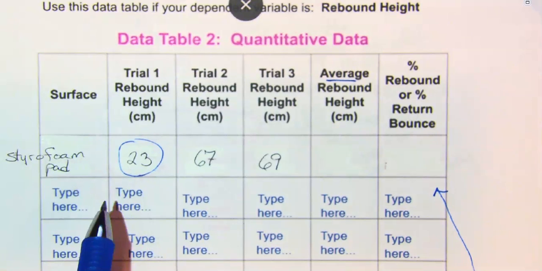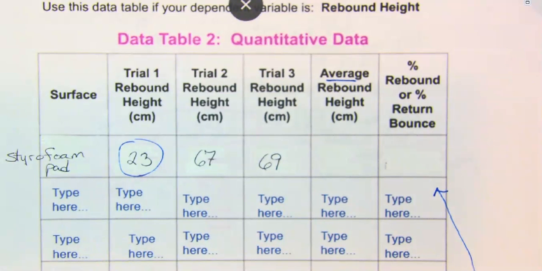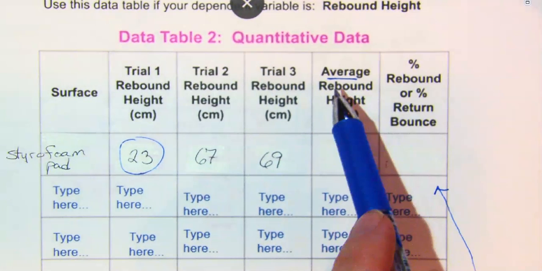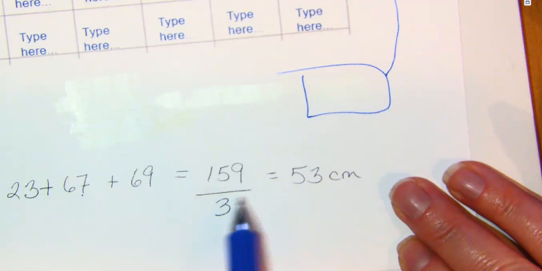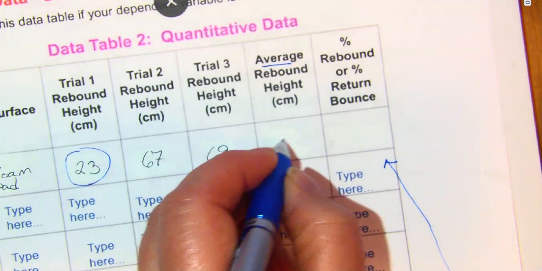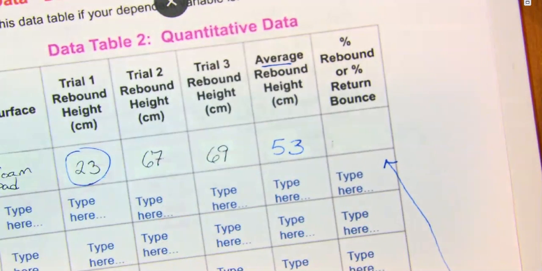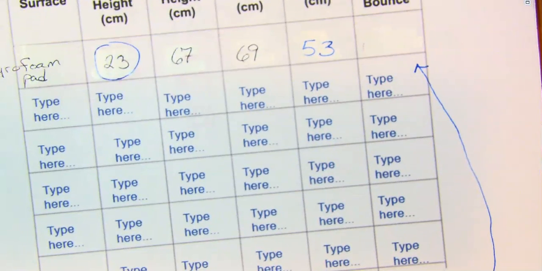Okay? But regardless, when you're done your 3 trials, you would add up the rebound heights for each trial to get the average rebound height. So again, it would be 23 plus 67 plus 69, which comes to a total of 159, divide by 3. So the average rebound height is 53 centimeters. And that's what you would put here. But we want to determine percent rebound. So for every person, it's different. You have to look at what your original release height was for your ball. If you used a meter stick, then your original release height was 100 centimeters.